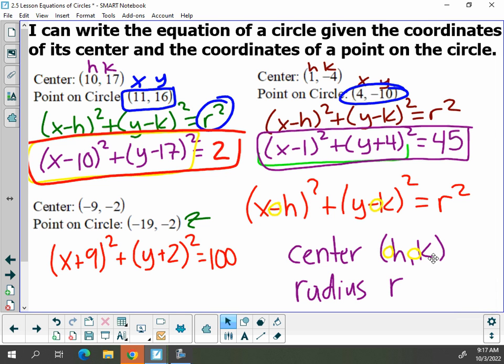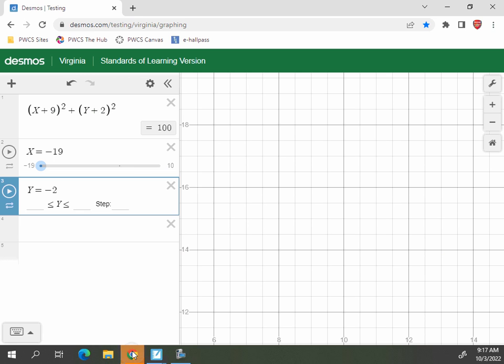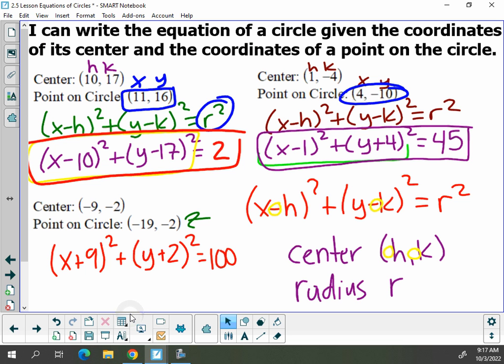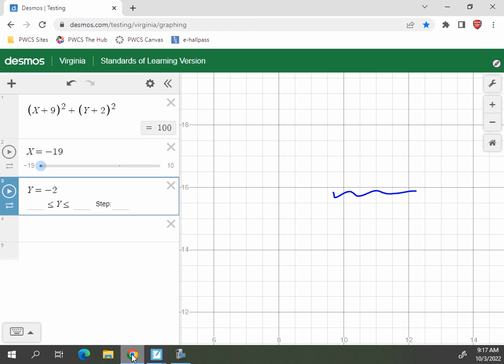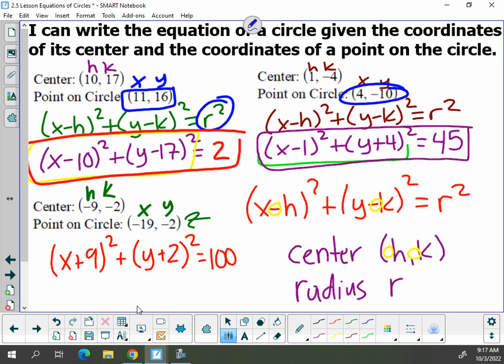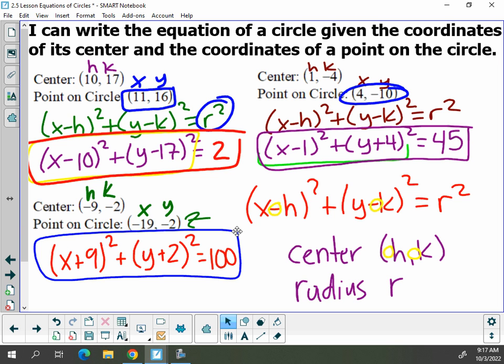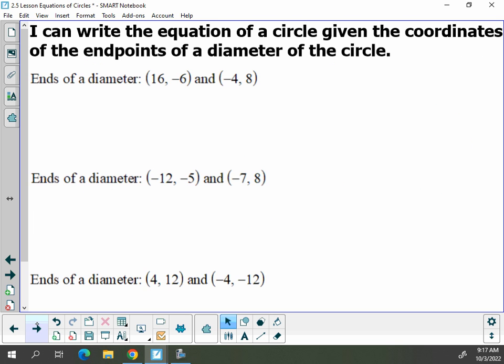So hopefully you used Desmos as your help. Used a capital X and a capital Y, plugged in that +9 and +2 that you got from using H and K. And then you could tell it X is -19 and Y is -2. And it's going to tell you that R squared, the right side of our equation, should be equal to 100. And therefore we get this equation of the circle. If you didn't get that, and you couldn't figure out where you went wrong, please make sure that you raise your hand and you ask us for help.